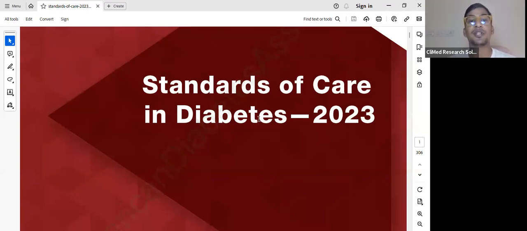year. On the first day of the year, 1st January, they launch their guidelines. So they come up with the updates, the new recommendations, the new drugs, the changes in drug profiles and side effect profiles based on the evidence, like whatever data has been published in the last 1 year, in the last 12 months.